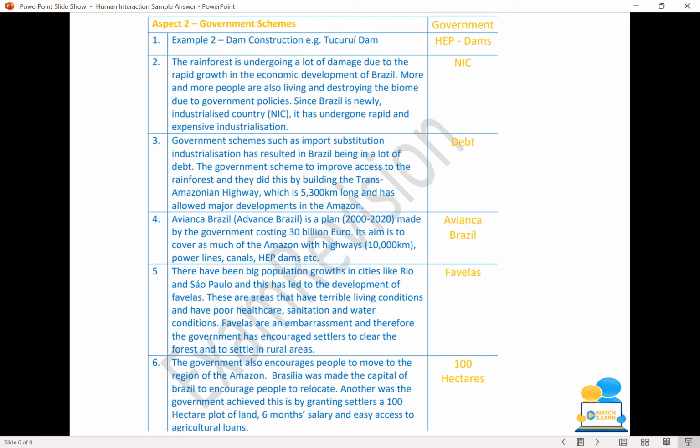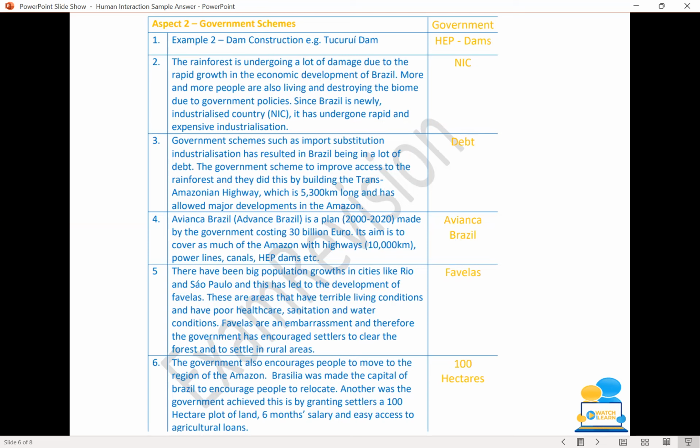The NIC. So point 2, the rainforest is undergoing a lot of damage due to the rapid growth in the economic development of Brazil. More and more people are also living in and destroying the biome due to government policies. Since Brazil is a newly industrialized country, meaning that it's growing hugely fast in terms of economy and jobs and things like that, and population, it has undergone rapid and expensive industrialization to keep up with this growth.